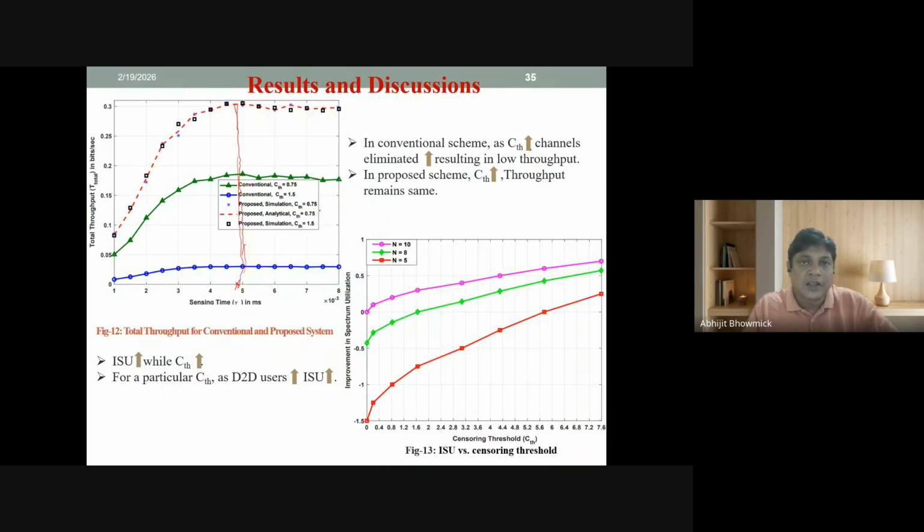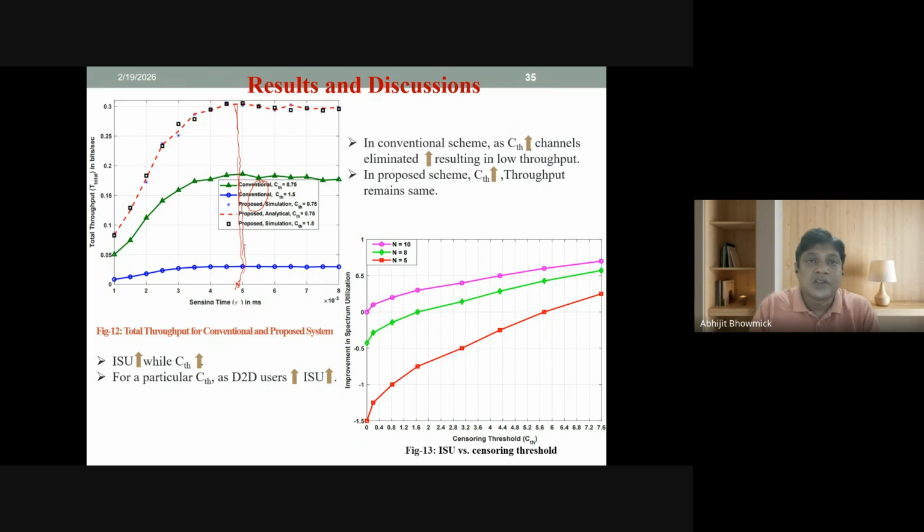Another thing you can notice here: if we increase the censoring threshold, the throughput of the system also degrades. What are the reasons? In the conventional scheme, as C_TH increases, more channels are eliminated, resulting in low throughput. It is observed that in the proposed scheme, even as C_TH increases, the throughput remains. Okay, got it. This is the conventional system.